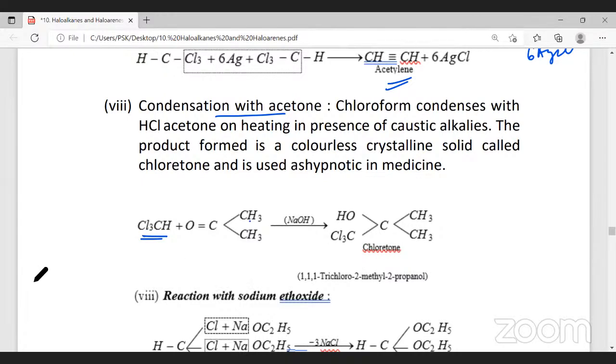What is that chloretone? So this oxygen gets bonded to hydrogen, therefore you get OH. You will get C-OH and CCl3. And now there will be a bond formed with this carbon. So you have CH3 and you have CH3. This is called chloretone. So the IUPAC name they have given is 1,1,1-trichloro-2-methyl-2-propanol. All right. So this is called chloretone.